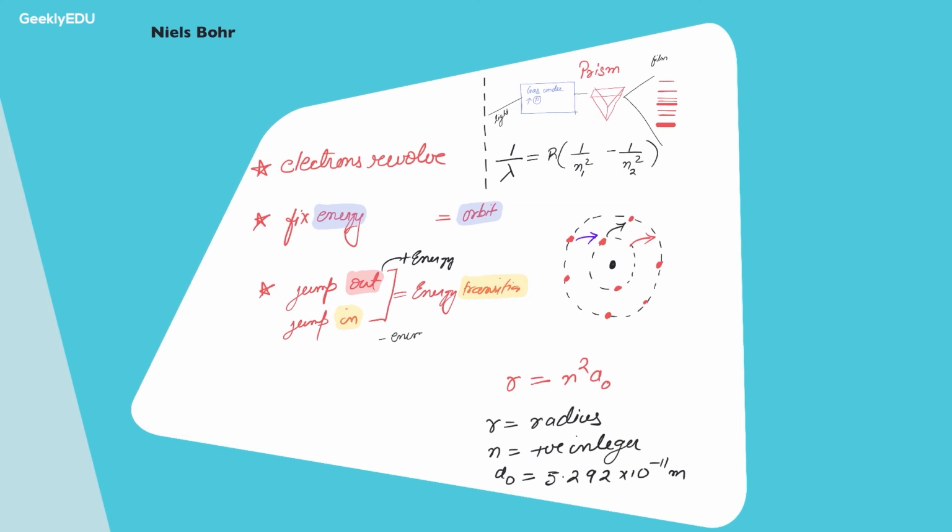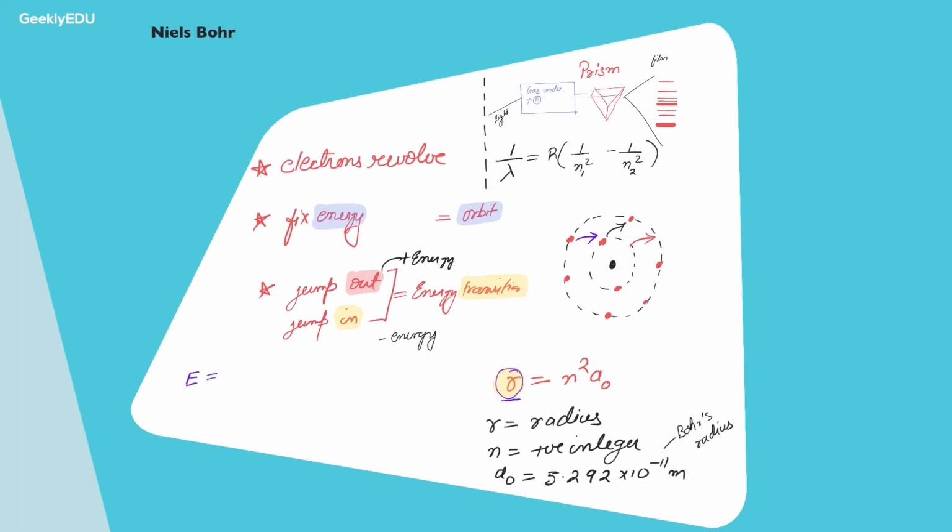He even gave a formula to find out the radius of where the electron can be. That is given by r, that is the radius, equals n square a naught. He gave the value of a naught, that's 5.292 into 10 to the power minus 11 meters, and n has to be a positive integer.